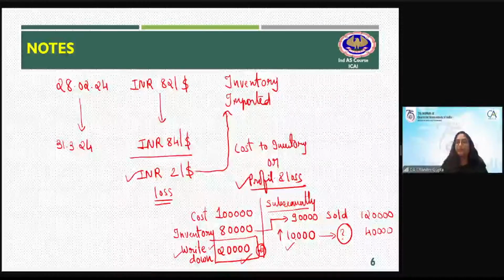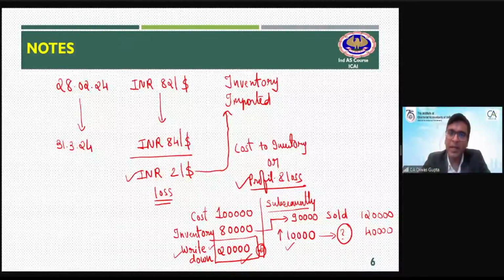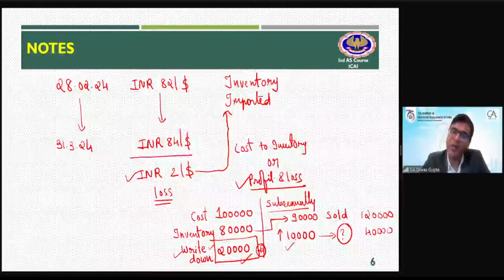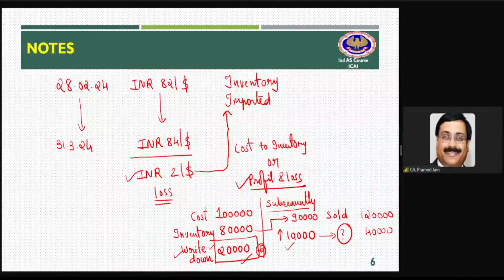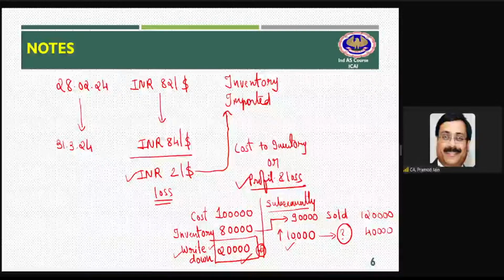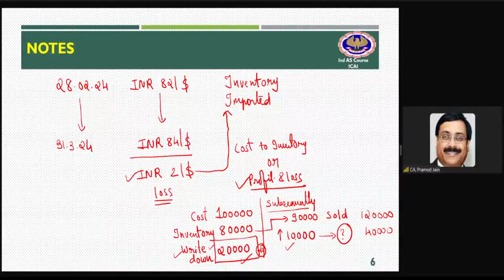Profit will flow into the P&L. So the moment you do the reversal of the write-down, it will come to the P&L. Yes, automatically. The closing stock of inventory will automatically be 10,000. The same thing happens for the securities also, only to the extent of cost.